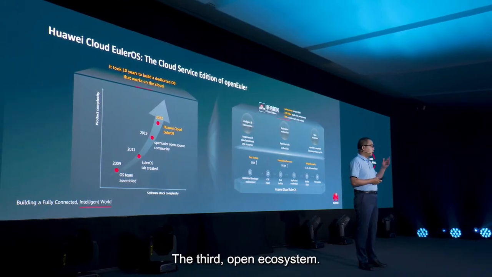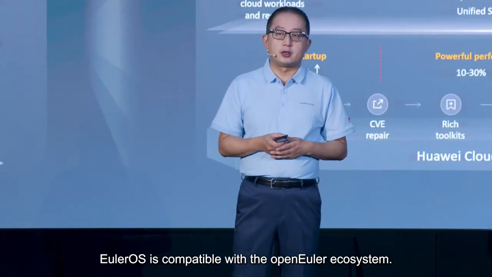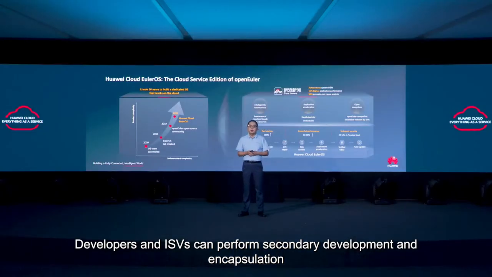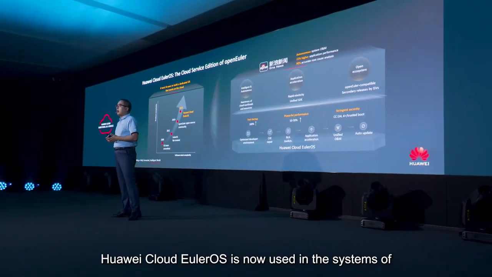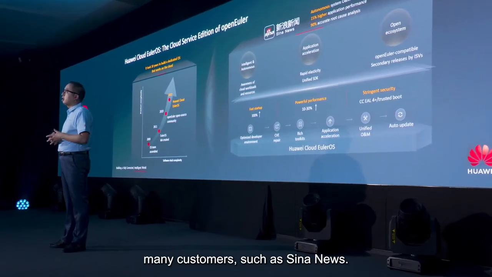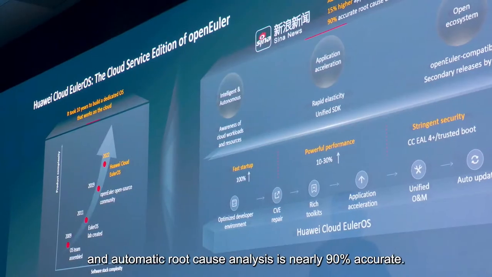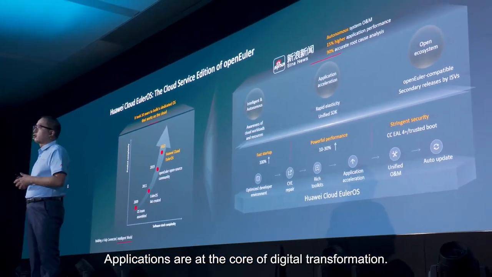The third, open ecosystem. Euler OS is compatible with the Open Euler ecosystem. Developers and ISVs can perform secondary development and encapsulation based on Huawei Cloud Euler OS to create their own products. Huawei Cloud Euler OS is now used in the system of many customers, such as Sina News. The OM of the OS is an autonomous application. Performance is improved by 15%, and automatic root cause analysis is nearly 90% accurate.